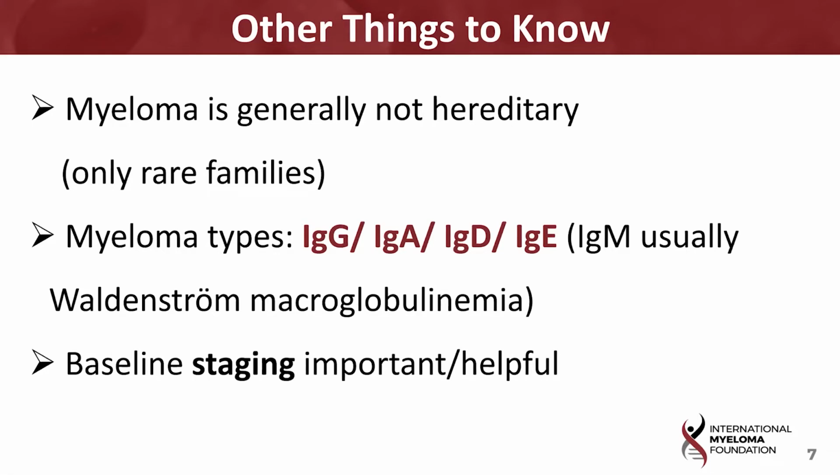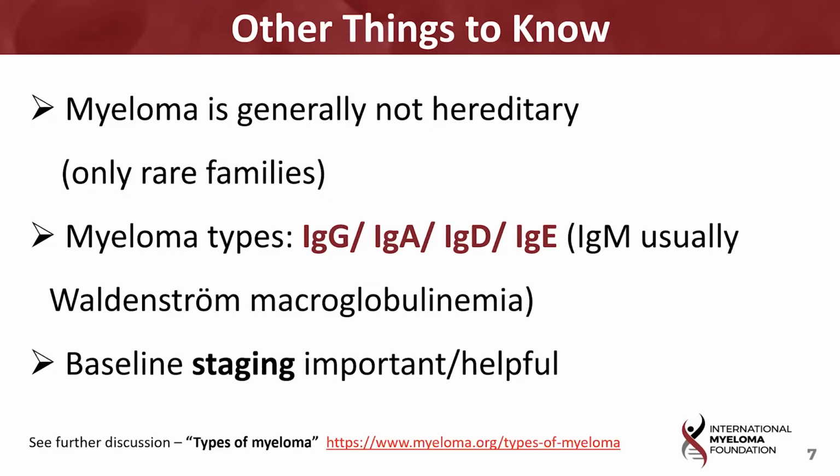Baseline staging is important just to see how much myeloma you have at the beginning. As you can imagine, that's very important to track to see how you're responding to treatment. How much is there at the beginning? What stage is it at? Is it just a small amount like stage 1? Is it a little more, stage 2? Or is there a lot of myeloma spread around, which would put you into a stage 3? And we have information on the website about those different details, obviously.